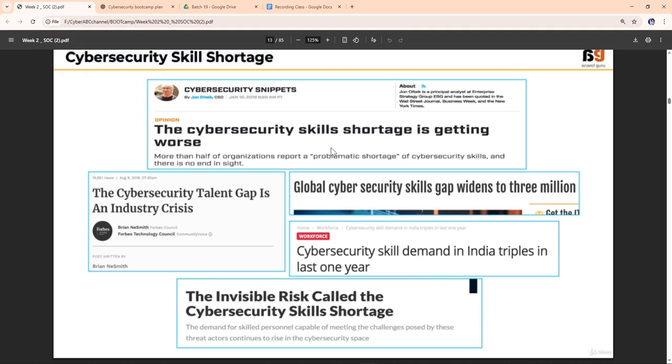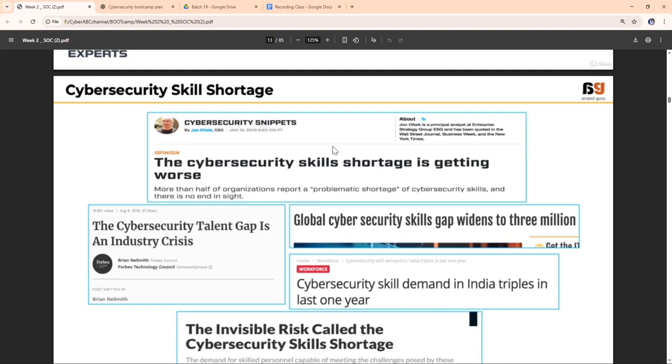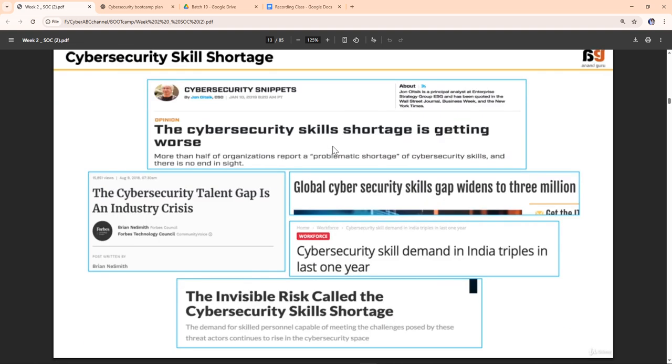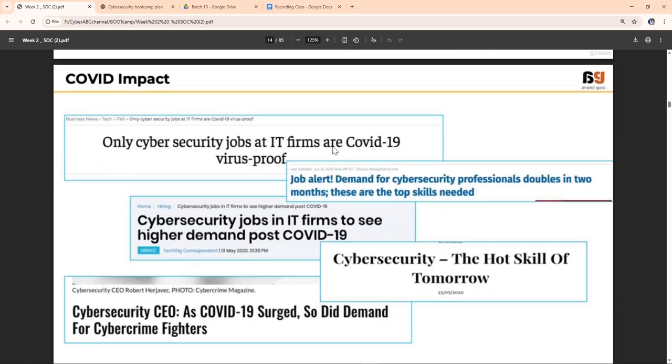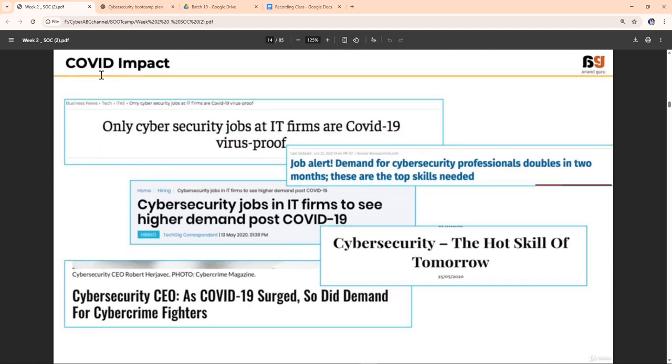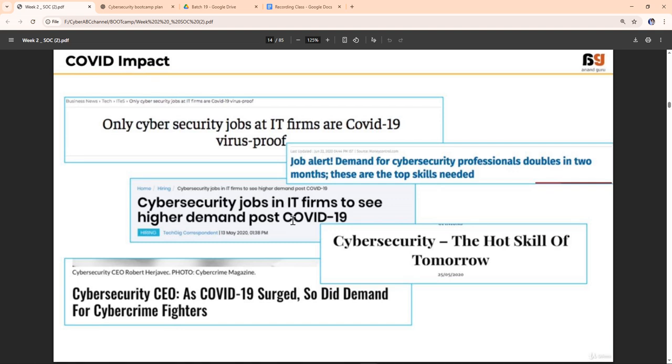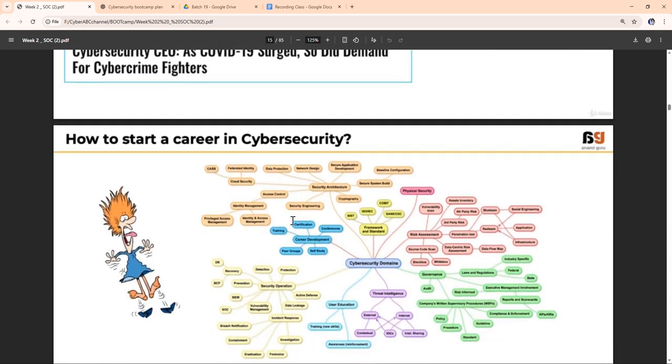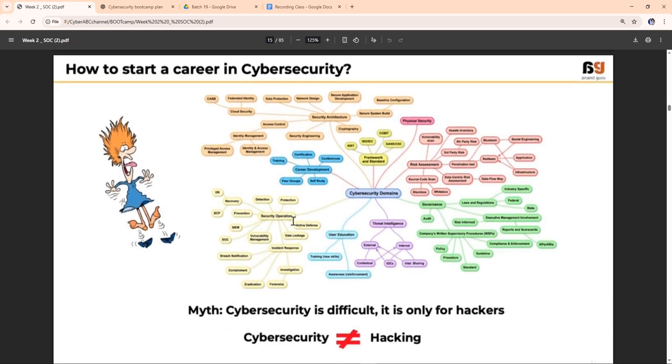So we are talking about the need for SOC. We're saying there is a skill shortage. Even when COVID came, COVID made it even more obvious because now people get to work from home. They now bring their own laptops, BYOD, and people start getting, what do they call it, exposed. People start getting exposed, and the need for security even became more.